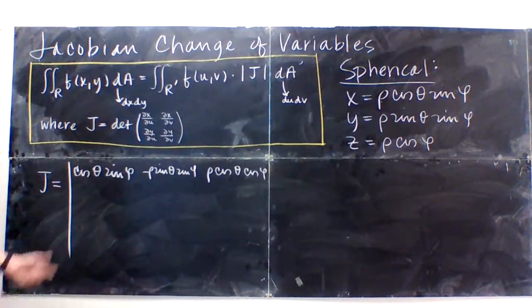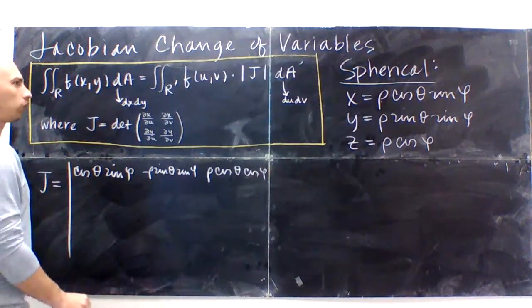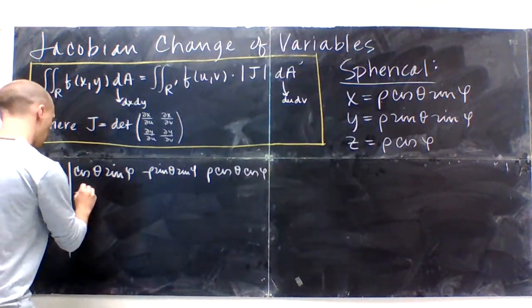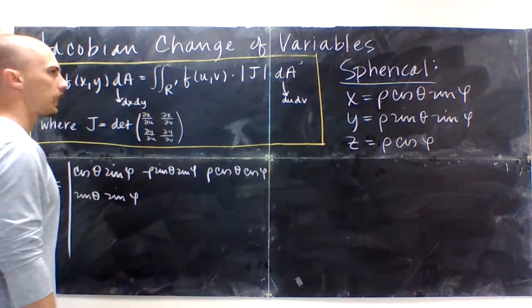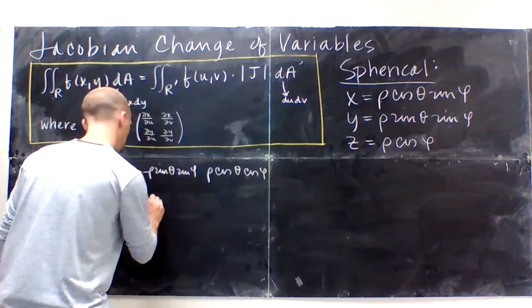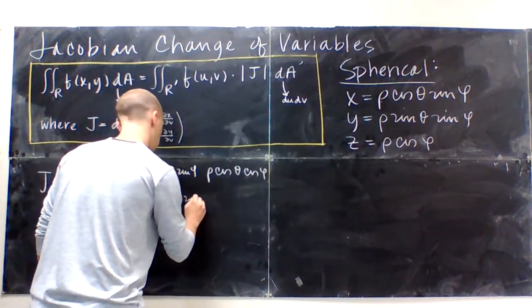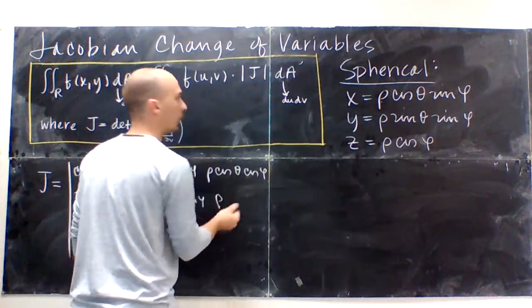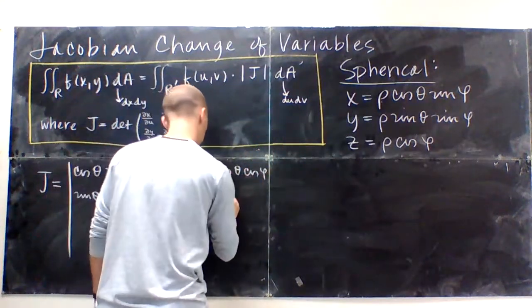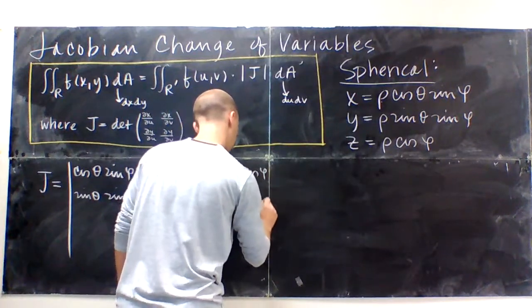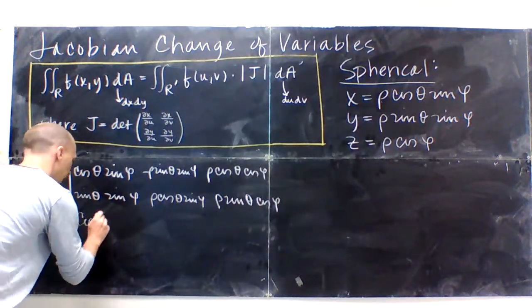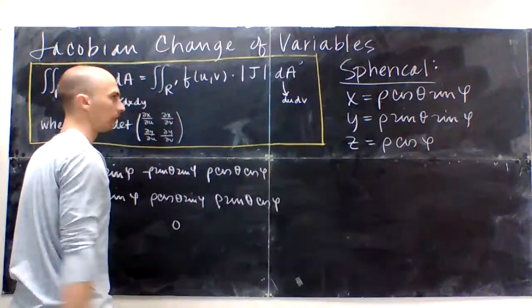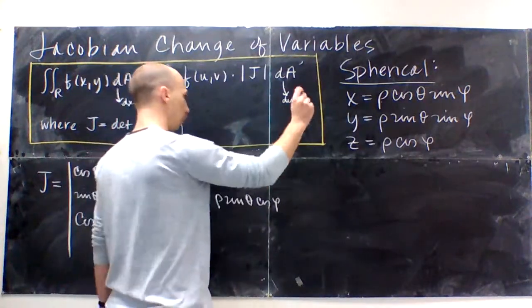All right, then on the y level, I might do this one a little quicker. This is going to be sine theta sine phi. dy d theta is going to be rho cosine theta sine phi. And then over here, I'll get rho sine theta cosine phi. Then for z, this will be a little easier. dz d rho is going to be cosine phi. dz d theta is 0, because I don't see any thetas in that formula. And this will be negative rho sine theta.